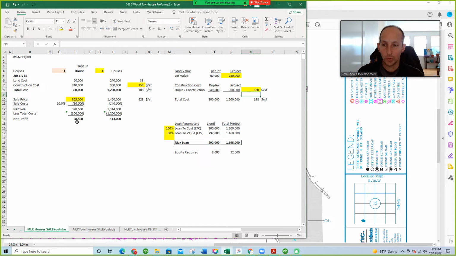And so that's what we're left with for net profit. You've got 4 houses here, and that gives us a total profit of $114,000. Now we can look at what the total cost was and say, okay, well, that's a nice chunk of change. That'll take me a year to build and a certain amount of money, and boom, that's great. That's what I'm looking for.